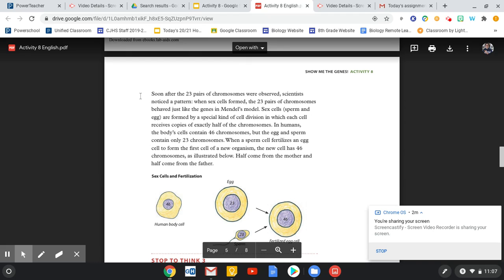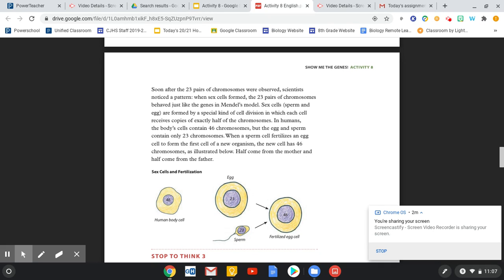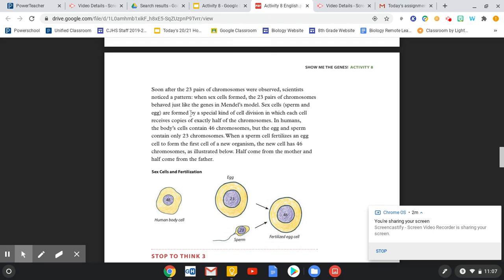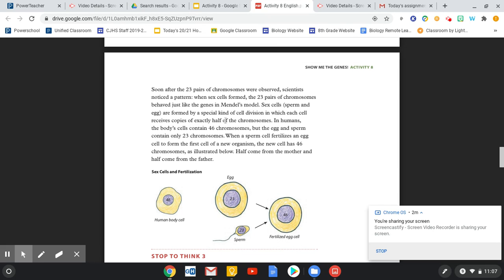So soon after these 23 pairs of chromosomes were observed, scientists noticed a pattern when sex cells formed. So let's think about that. The sex cells are called the sperm and the egg, remember? Sex cells, sperm and egg, are formed by a special kind of cell division. So I wasn't lying to you. It's still a type of cell division. It's different than part A's, in which each cell receives copies of exactly half of the chromosomes.